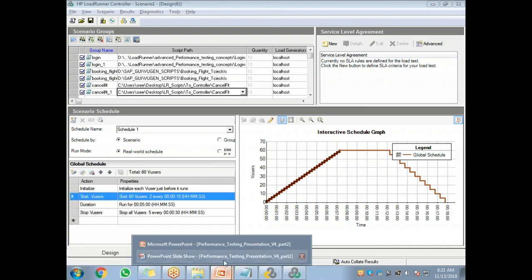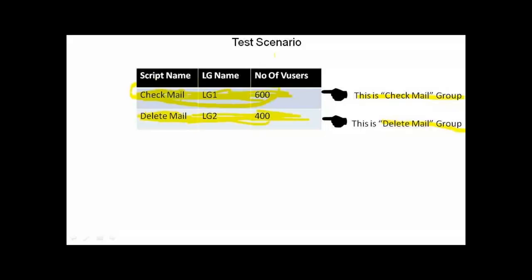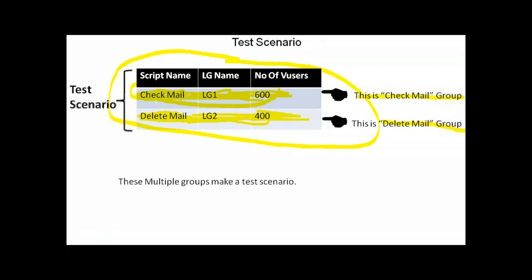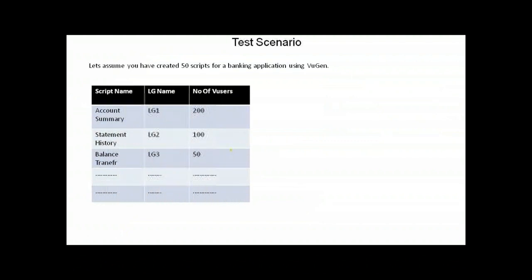But right now, just understand that with this minimum number of groups, the minimum number of scripts, we can make more groups. Okay? Now, all these groups together, we call them what? Test scenario. All these groups will make a test scenario. So as I said, can a test scenario have more than 2 groups? Certainly yes. It totally depends upon your scripts.